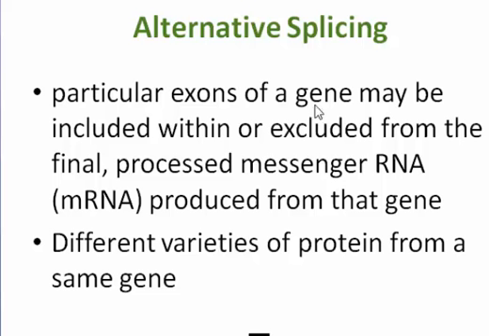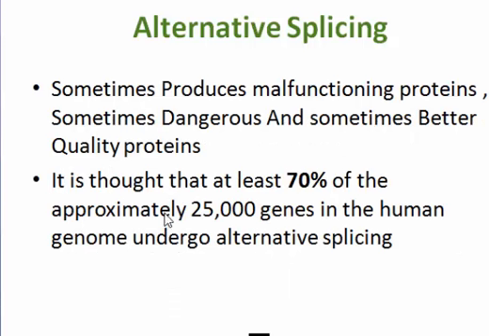We know that particular exons of a gene may be included within or excluded from the final processed messenger RNA produced from the gene. Here they said that exons are included, attached, or spliced out by alternative splicing. And here I say the different varieties of protein from a same gene. I said before that we will get different types of protein from a single gene, and that is very common. Alternative splicing is very common in the human body and eukaryotes.